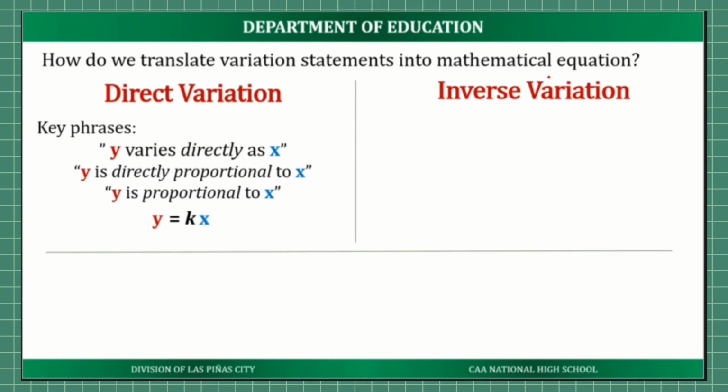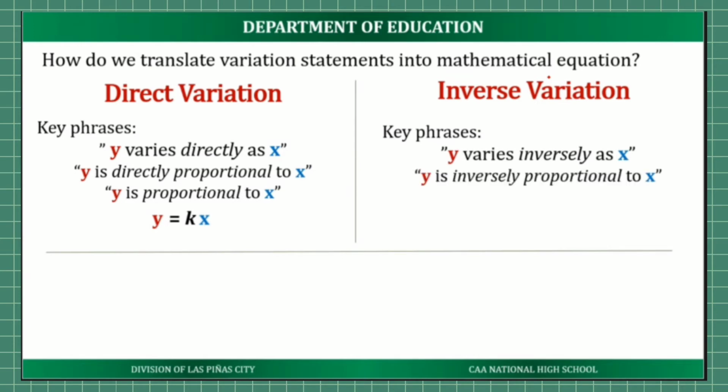Now, let's have the inverse variation. So, what are the key phrases naman for the inverse variation? So, the key phrases here are varies inversely, is inversely proportional to. So, how do we translate this statement into mathematical equation? So, we have here, ang unang variable ay y, and then the second variable is x. So, yung first variable, y equals k, and then yung second variable, ilalagay na natin siya sa denominator. So, x yung second variable, so magiging denominator siya. So, we have y is equal to k over x.